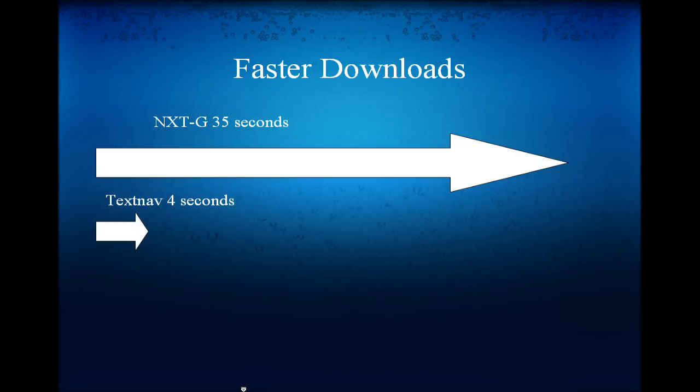Okay, now we're proud of this. This is pretty cool stuff. We wrote the demo program that you saw. We downloaded both NXTG and Textnav. The NXTG download took 35 seconds, while the Textnav download only took 4 seconds. And what's even better about this is that we project that while the NXTG program just gets bigger and bigger and bigger, the download time will get longer and longer and longer. But even as the Textnav program gets longer, you could double or triple the size of the Textnav program, and you still wouldn't notice any difference in download times.